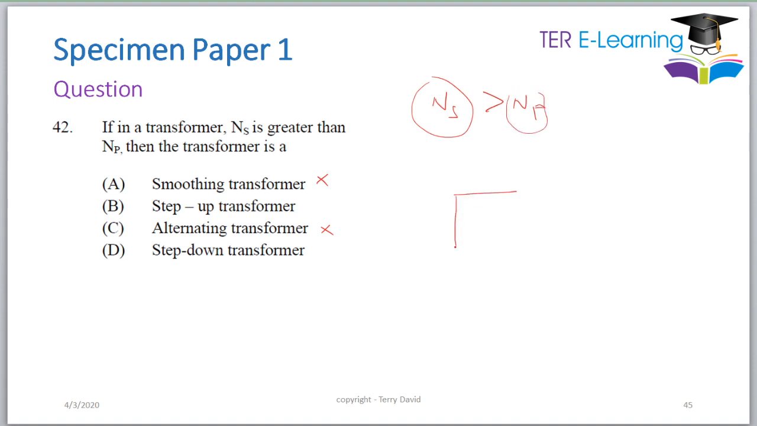Now remember, in a transformer, my primary is here, and my secondary is here, right?